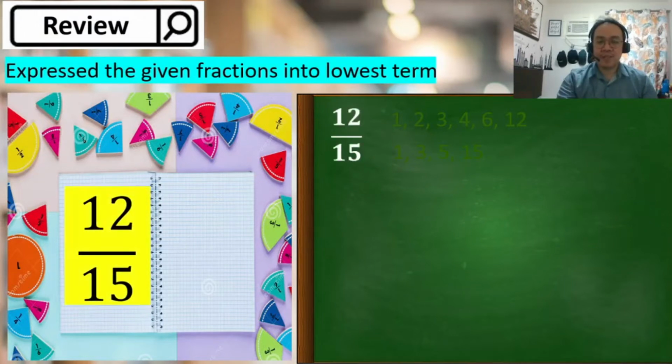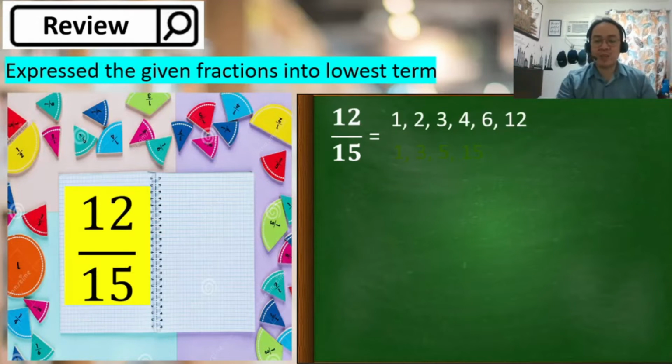First, to express these fractions in lowest term, we need to get the greatest common factor. Paano natin makukuha yung greatest common factor? We can use the listing method. Una, we will be making a list of factors of 12 and 15. So, ano yung factors ng 12 and 15? The factors of 12 are 1, 2, 3, 4, 6, and 12.